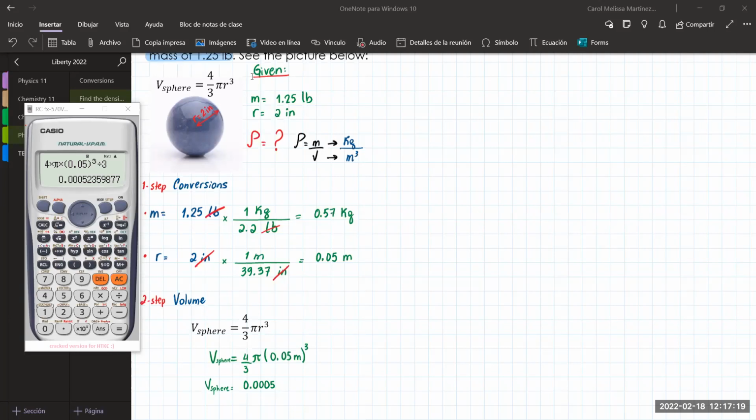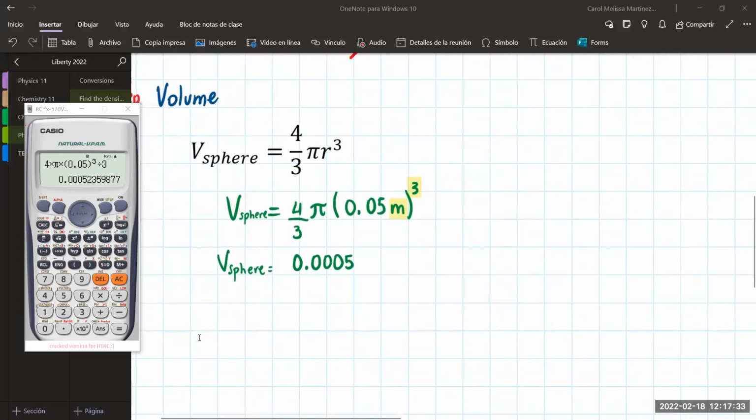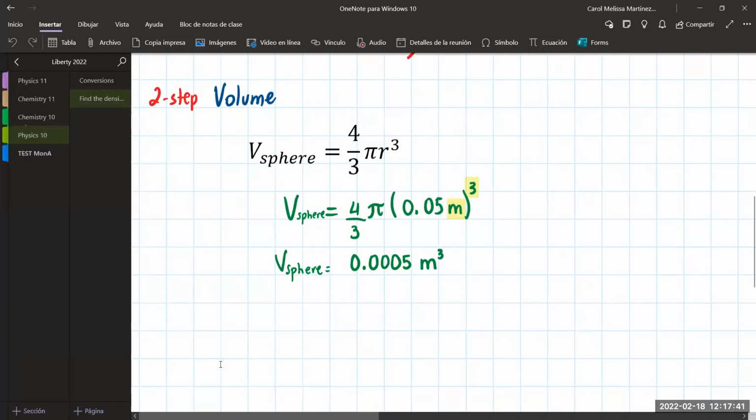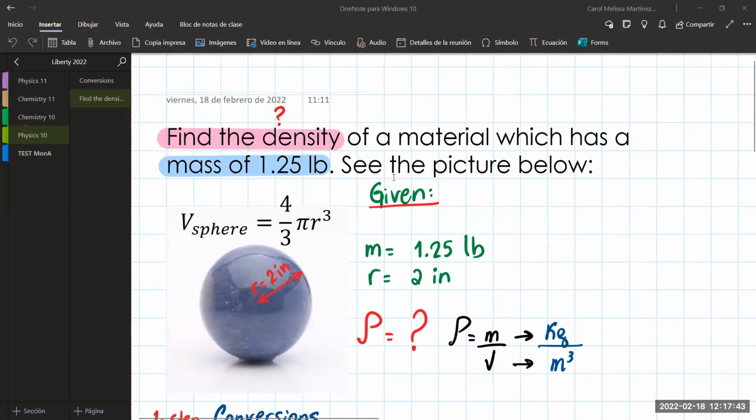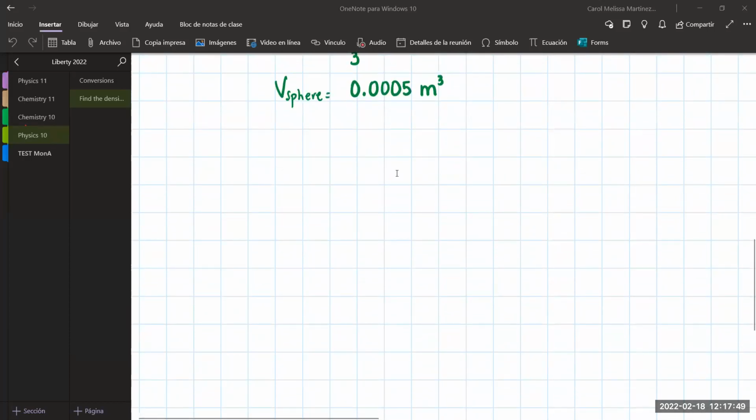So this is the volume, and remember, you are raising this meter to the third power too, so the final unit is going to be cubic meters. M to the third power, those are cubic meters. That's the step for volume. But we haven't finished because the instruction says find the density. So that is going to be the third step.